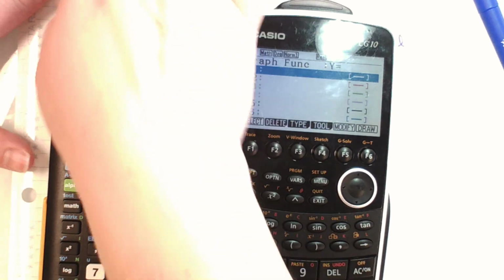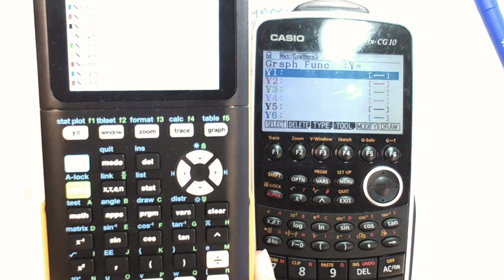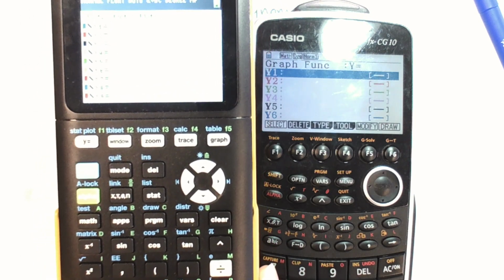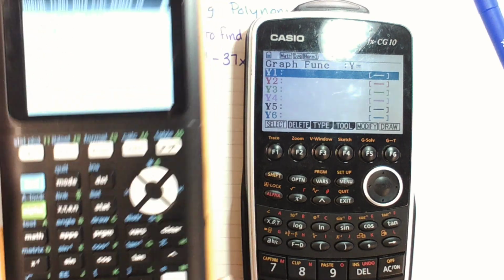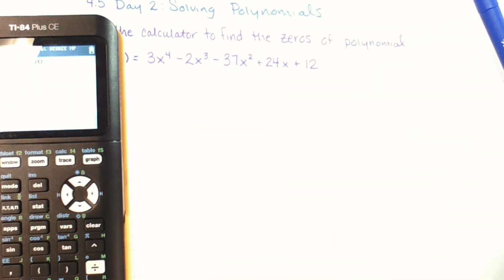Okay. I plug my function in. Where is the variable button on my TI? Right here, next to alpha. What about the Casio? Where is it? Under alpha.